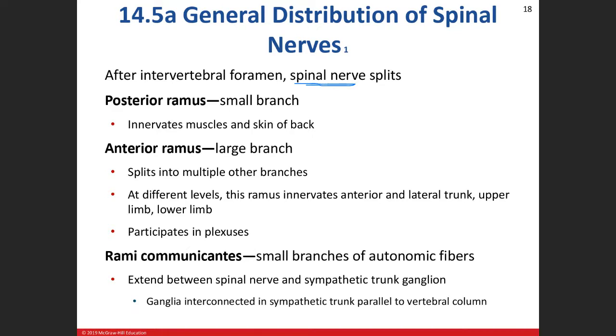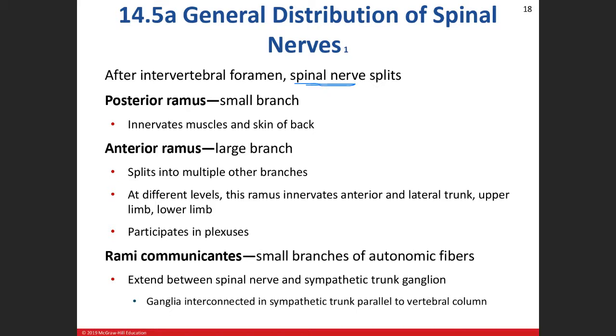So when it exits from the intervertebral foramen and starts to go to certain parts of your body, we're going to discuss what happens. The first thing that happens, once the spinal nerve exits out of the intervertebral foramen, is it gives off a small branch. This small branch is called the posterior ramus, and it innervates deep muscles of the back and the skin on your back.